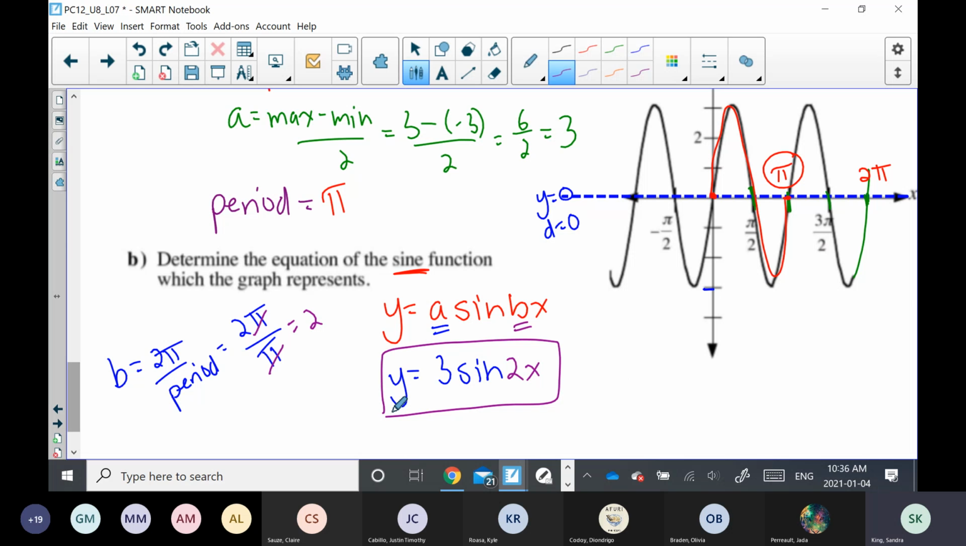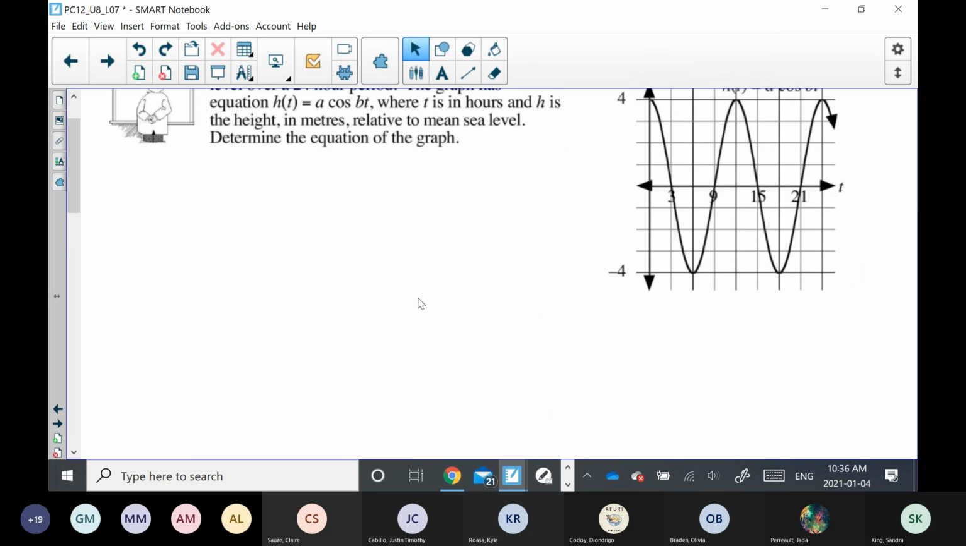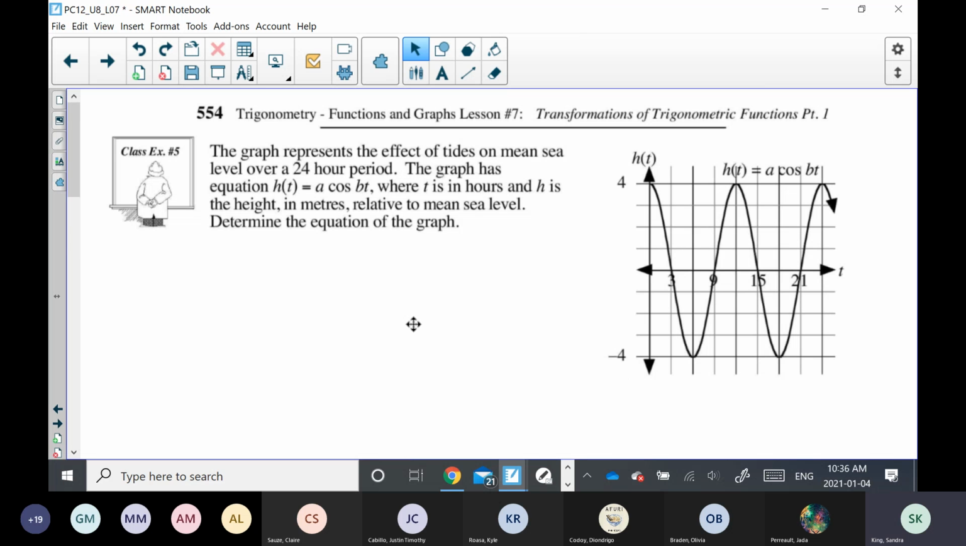So if you were to punch that into your calculator, set your scale or your window based on what we see up here, you would see this exact graph. Okay, the last question in this lesson is a practical application question, and it's this guy right here. The graph represents the effects of tides on sea level over a 24-hour period.